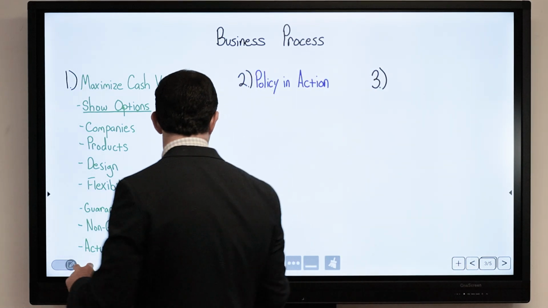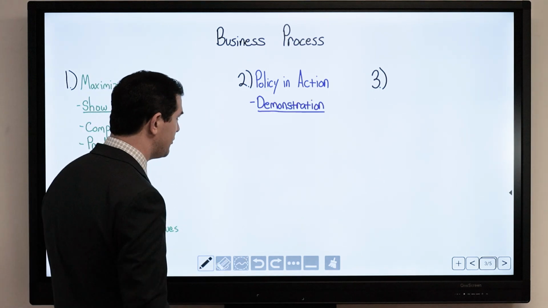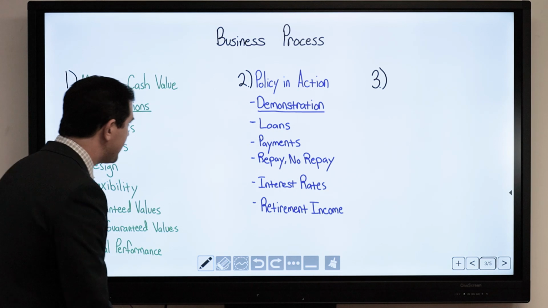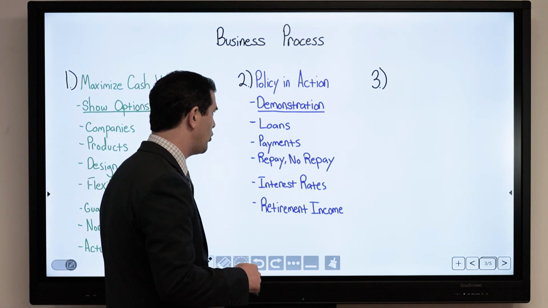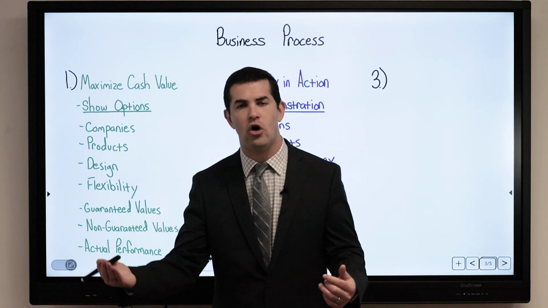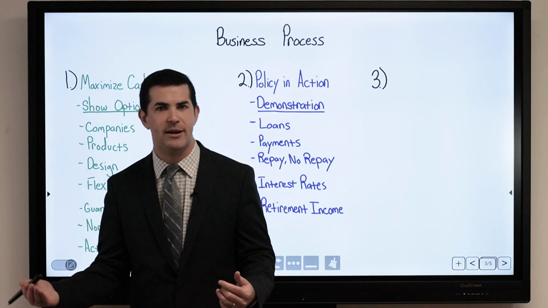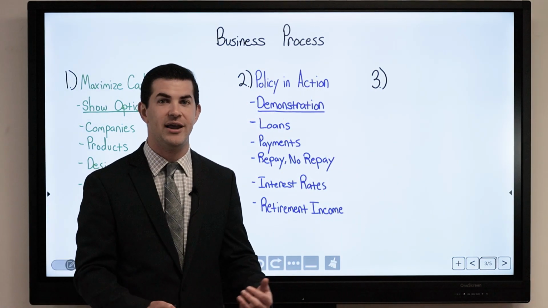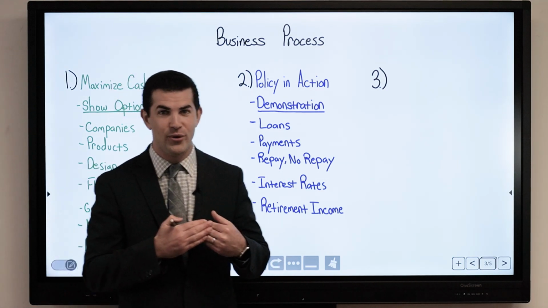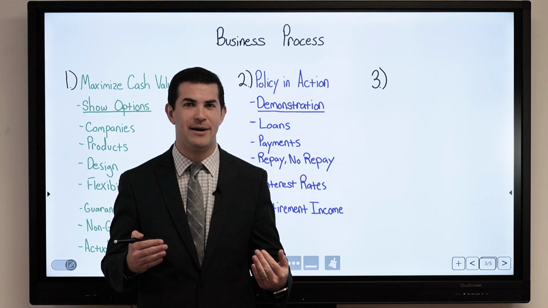Then, step 2, policy in action. So, showing demonstrations. This typically revolves around loans. When I take a policy loan, what is the impact that it has on my cash value, on my death benefit? There's loan interest. If I borrow from the policy, it's a loan. I hear the word loan, what typically comes to mind?